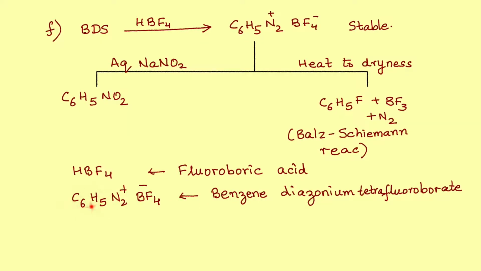So benzene, or in some of the nomenclatures they also say it as phenyl, but we will stick to benzene because that's how we've been naming our compounds. So benzene diazonium, that is N2 group, N2 positive, tetrafluoroborate. Tetra is for the 4, fluorine, borate.